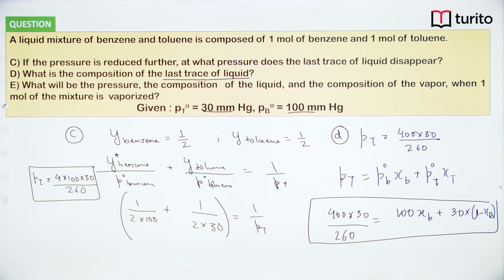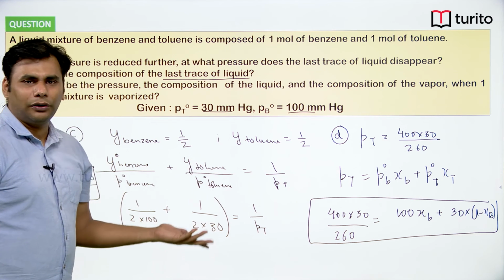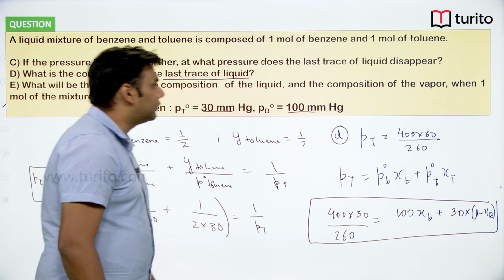Okay, so just write it down quickly. The last part is what will be the pressure, the composition of the liquid and the composition of the vapor when 1 mole of the mixture is vaporized. Okay. So we'll just solve this now. Hope this is clear to everyone. So this is saying that when half of the mixture is vaporized, what would be the pressure? If we calculate the pressure, we can find out the composition using Raoult's law.